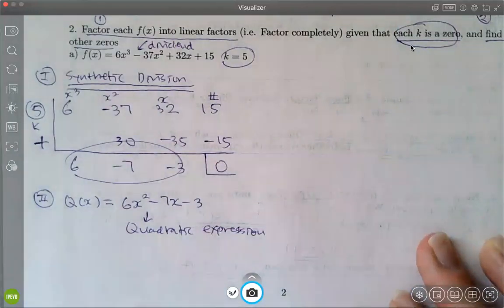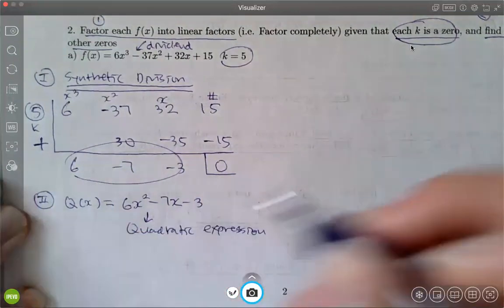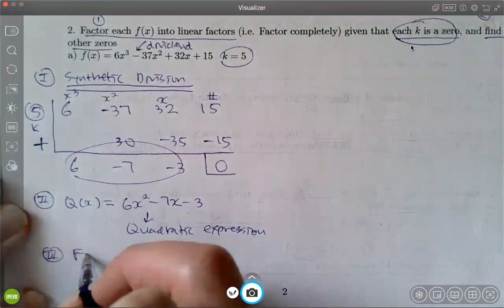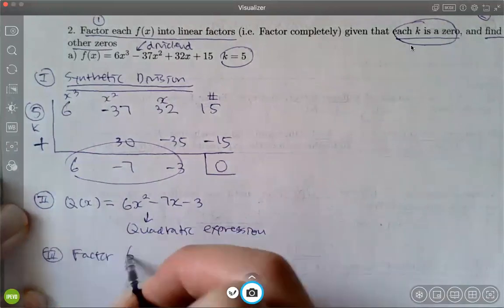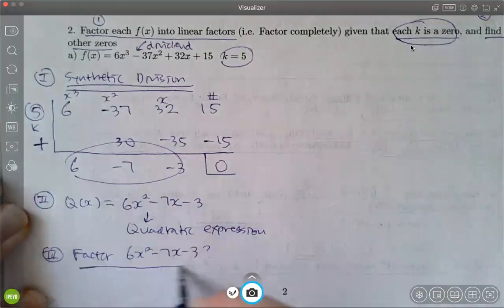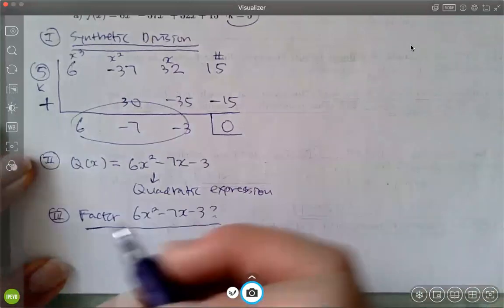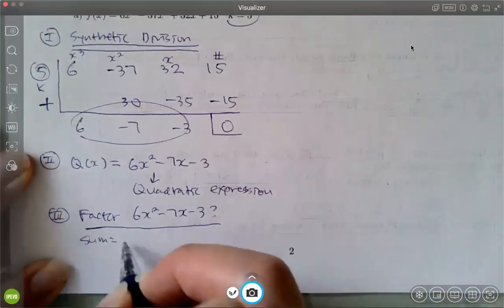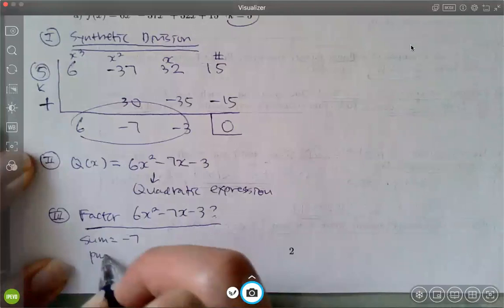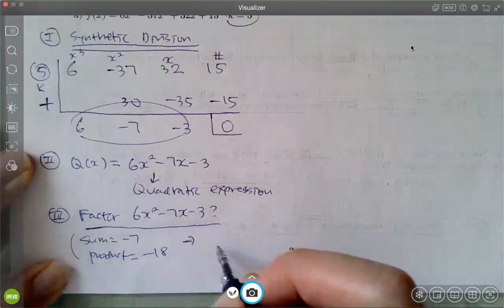So let's see if we can factor 6x squared minus 7x minus 3. We don't know if we can factor it or not. So let's see. Here the sum is what? Negative 7, and the product is negative 18, right? So what are the two numbers? Negative 9 and 2.